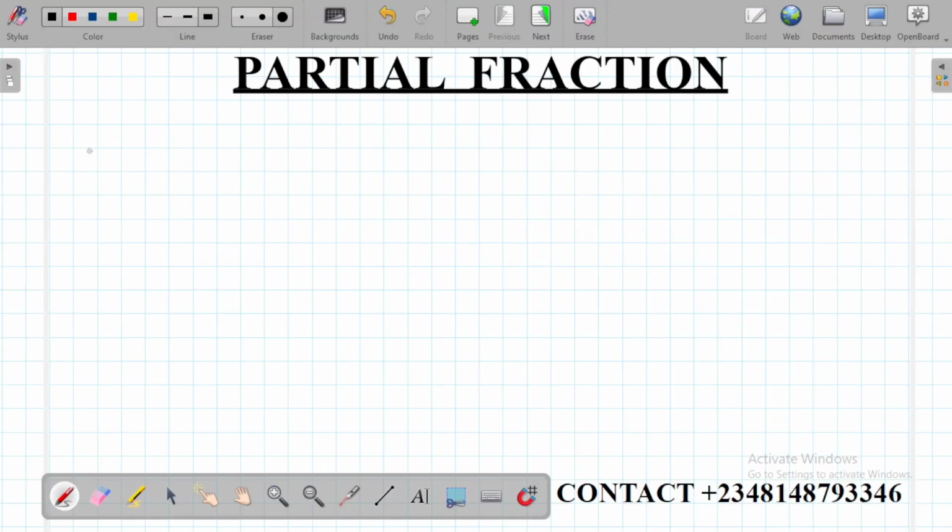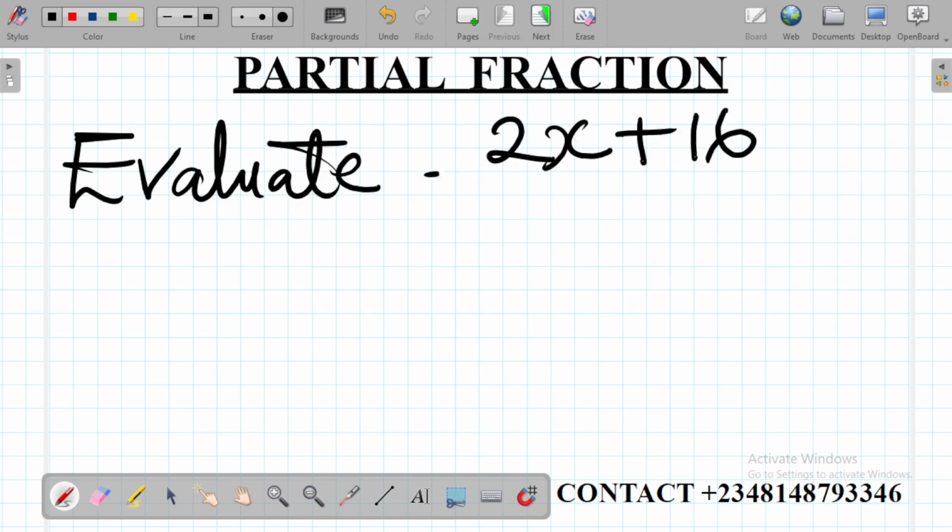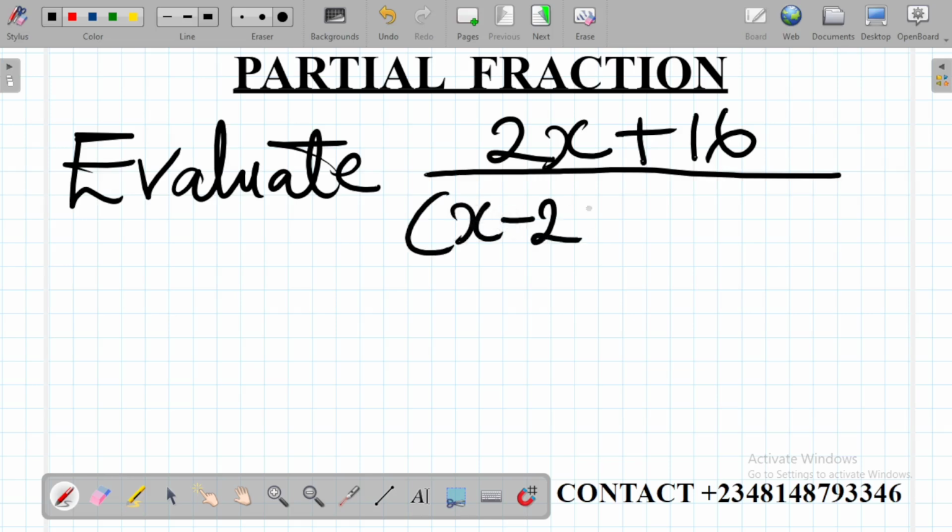Alright, so let's take another example on partial fraction. We're asked to evaluate 2x plus 16 all over x minus 2 multiplied by x plus 2. How do we solve this?